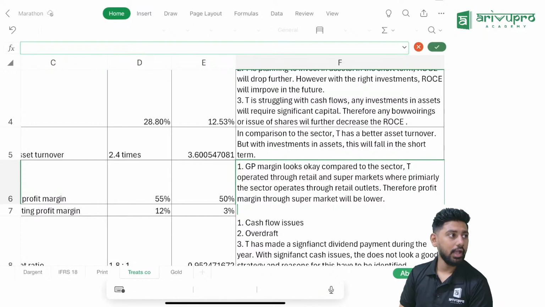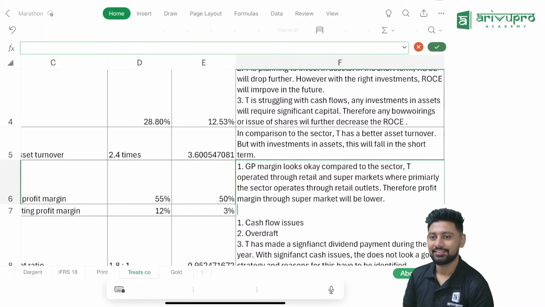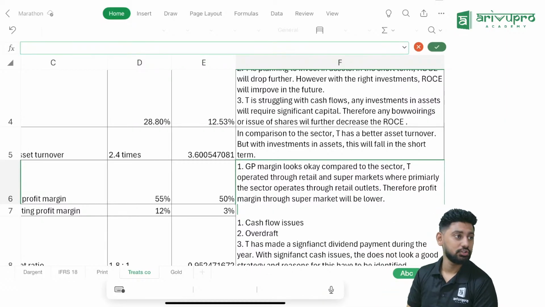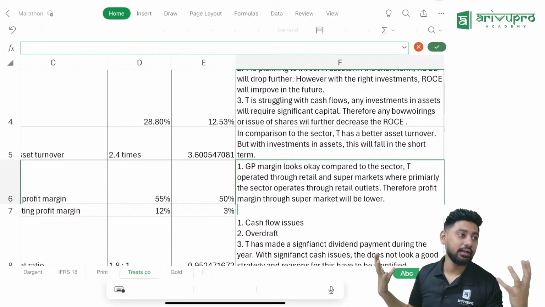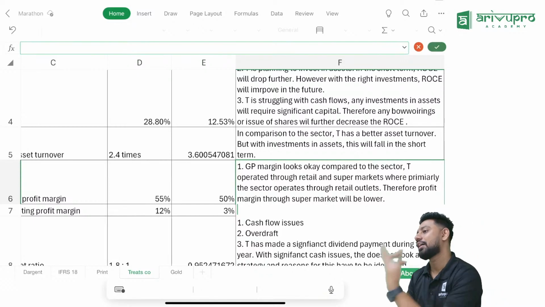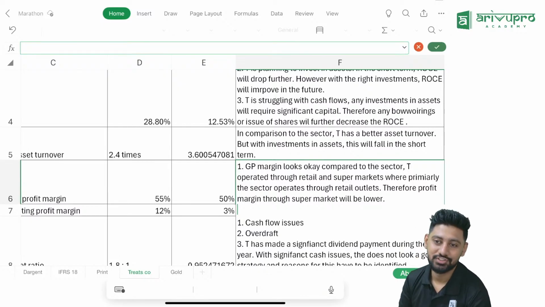Why do you think we have a better GP margin? Because of the size. We are a manufacturing company doing both supermarket and retail outlets. So our business can be big, meaning we can get bulk discounts. Because we are probably getting bulk discounts, our cost is lower, increasing our GP margin.